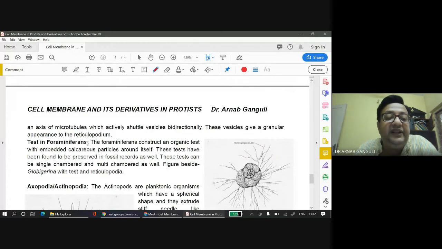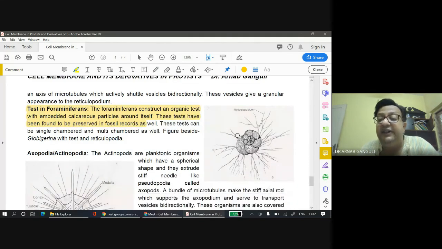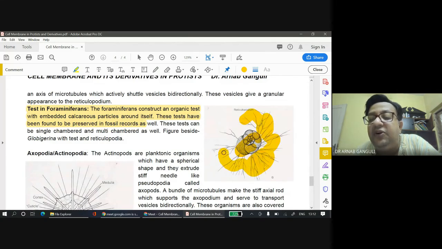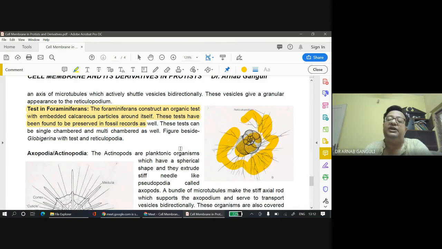If you look at the test or covering in foraminiferans, they are organic tests embedded with calcareous particles, and they have been found preserved as fossil records. Have a look, this is a foraminiferan. It is covered with a test, and through these coverings you have lots of anastomosing reticulopodial networks coming out, basically for food capture or defense.